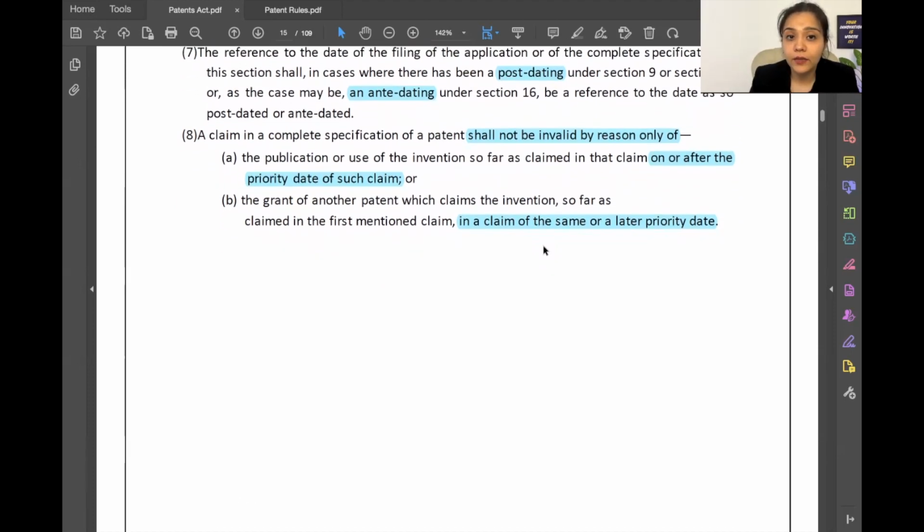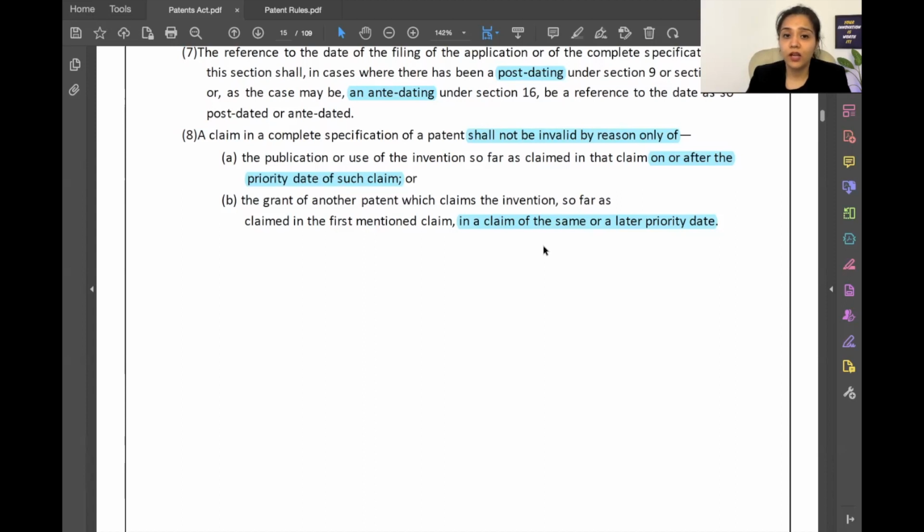Next, we have a claim in the complete specification of a patent shall not be invalid by reason only of the publication or use of the invention so far as claimed in that claim on or after the date of priority of such claim. So my patent application will not be rejected if there is a publication after my date of priority. So it would not be rejected on this reason. So a claim cannot be rejected if after the date of priority, such subject matter is disclosed to the public. So that is about publication.